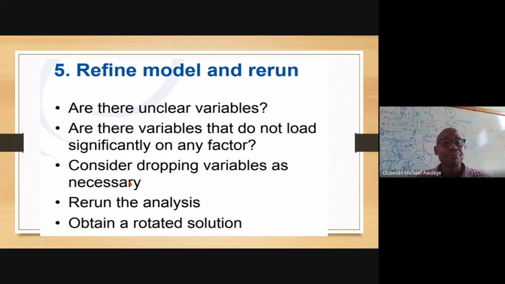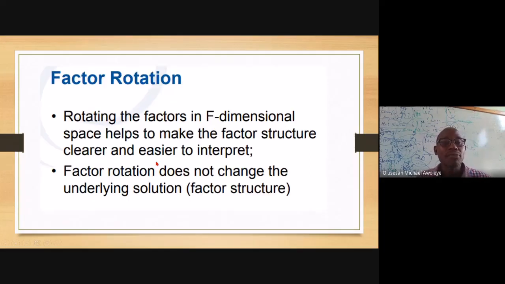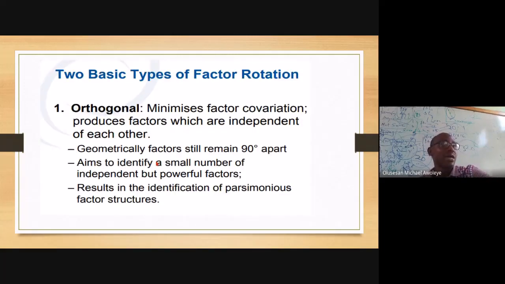So factors, that's what I said. You'll be rotating it. You are not going to be using your hand to rotate, apparently. The tool is also there to look at which kind of rotation you want to use. Is it orthogonal? Is it varimax? And all of that. And this is what we have here. Orthogonal minimizes factor covariation, produces factors which are independent of each other.